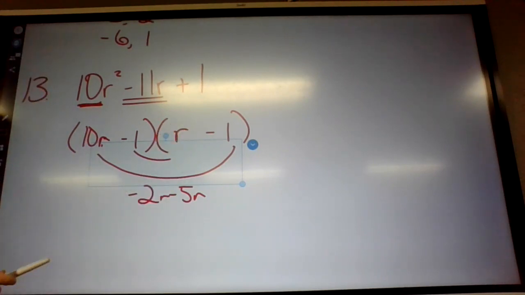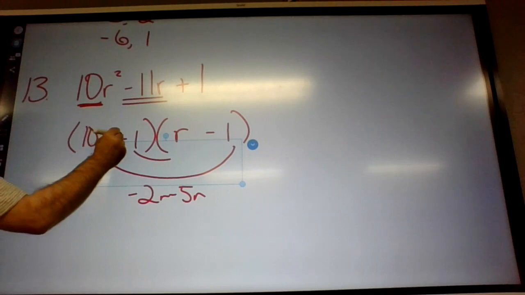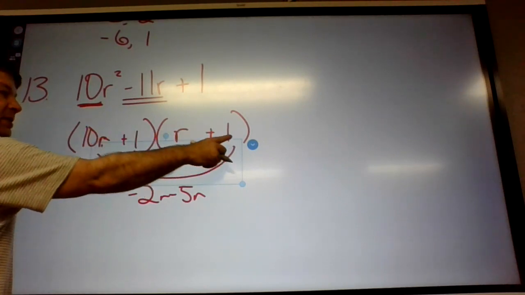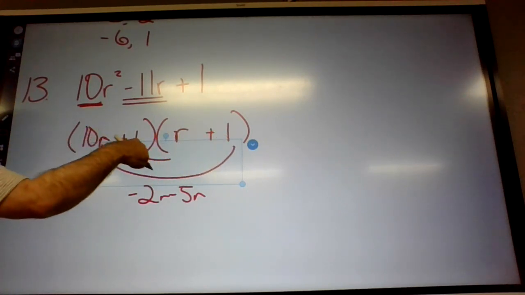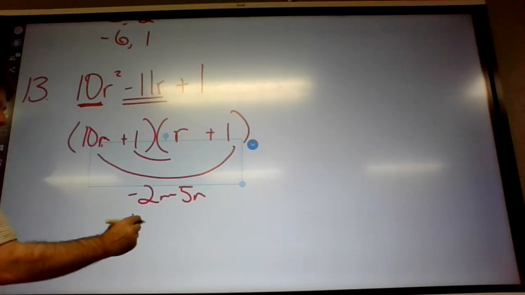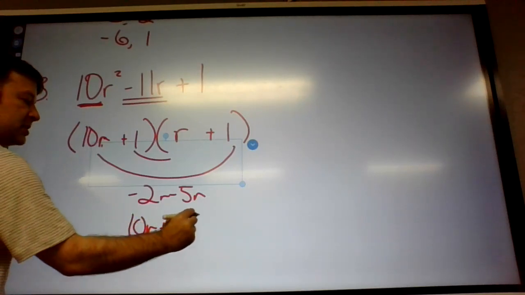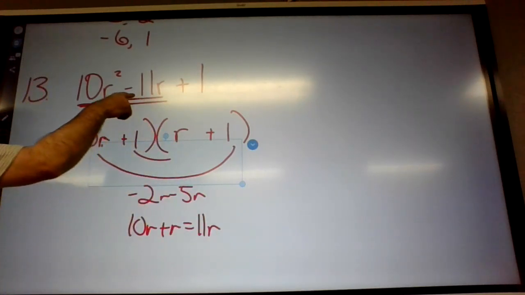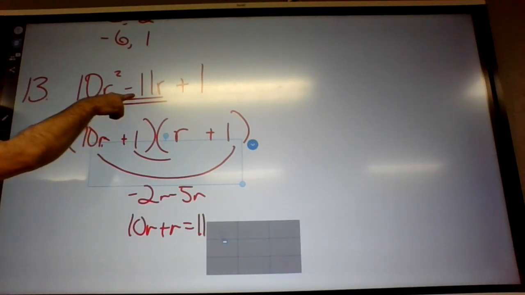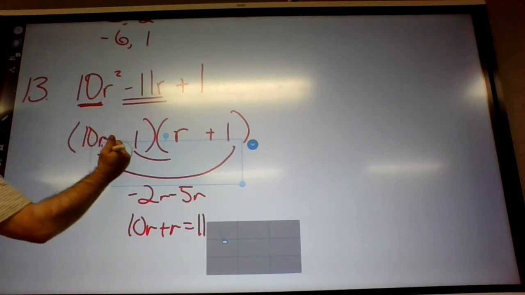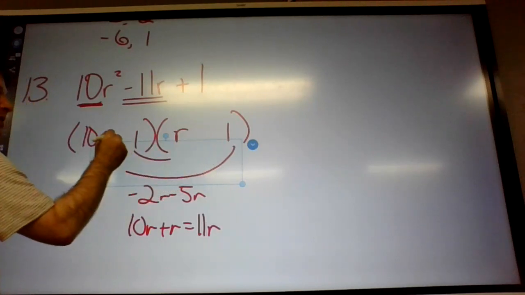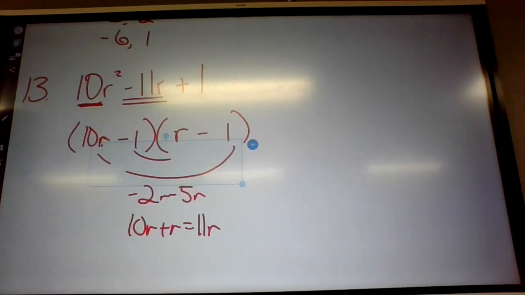So now when we FOIL, by the way, if I had put pluses right here, I would have gotten 10r plus 1r, which is 11r, which is almost what I want, but it's positive instead of negative. So if you get the right number but the opposite, you just need to switch your plus and minus.